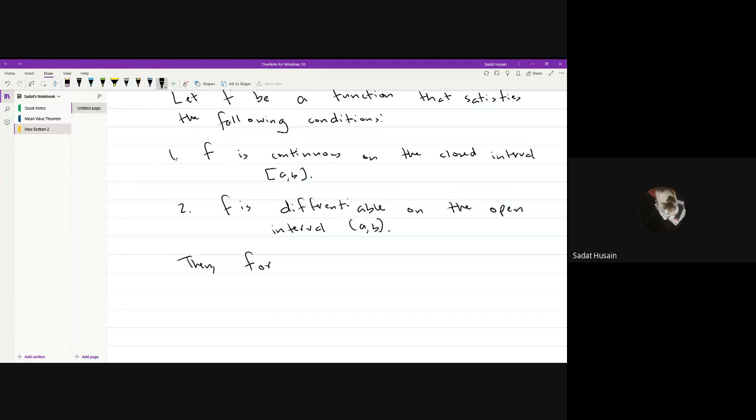then for some c in the open interval a, b, f prime of c equals f of b minus f of a divided by b minus a, ঠিক আছে? মানে a আর b এর মাঝখানে কোন একটা c তে, for some c in between a and b, f prime of c has to be equal to f of b minus f of a by b minus a.